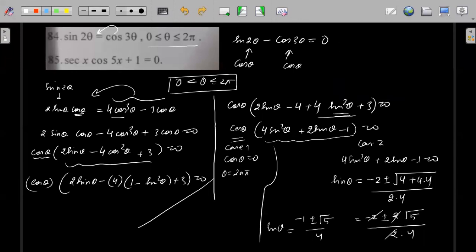Let's check. So first, cos theta is equal to 0, theta is 2n plus 1 pi by 2, between 0 to 2 pi. So theta will be pi by 2 or 3 pi by 2. So from cos theta, I'm getting two solutions, pi by 2 or 3 pi by 2.